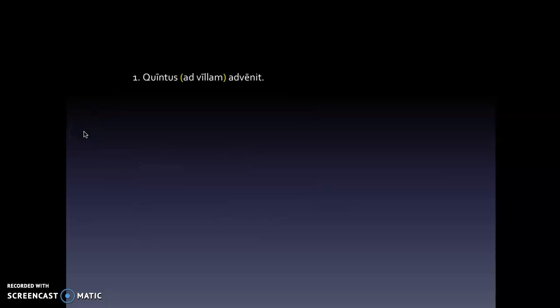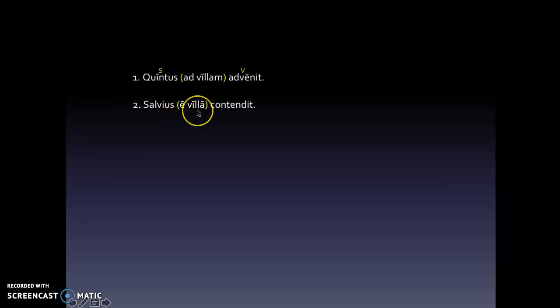All right, let's go ahead and look at the first sentence. Ad villam is a prep phrase. Ad is a preposition, it means to or towards. Villam is going with it, so it's to or towards the house. Now we're going to label everything on the outside of the prep phrase. We've got a nominative subject, we've got a verb. So Quintus arrived at the house.